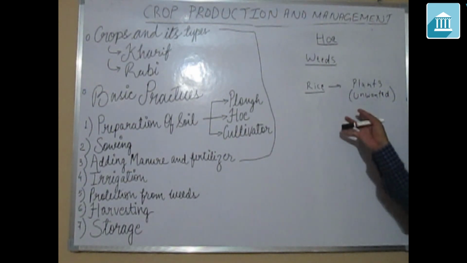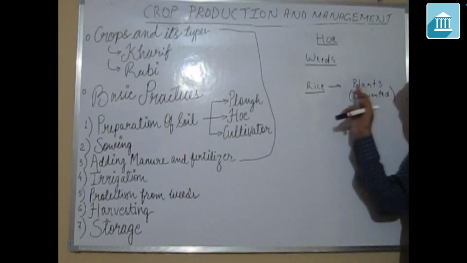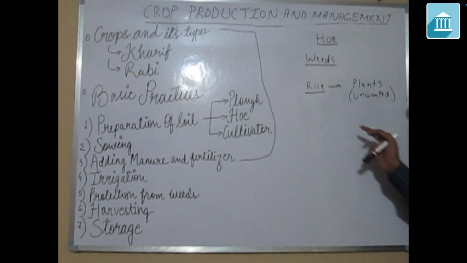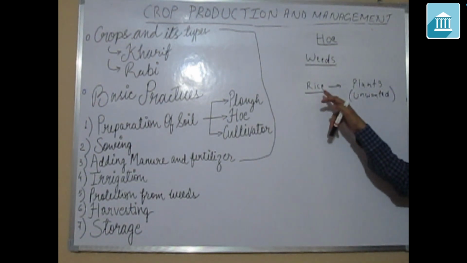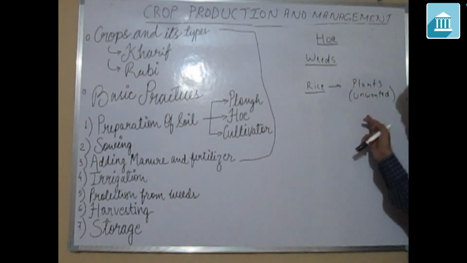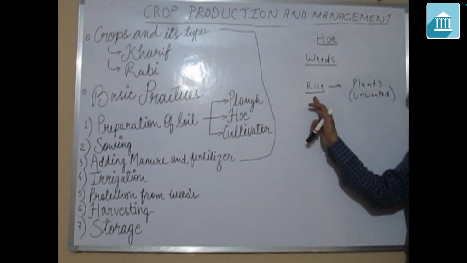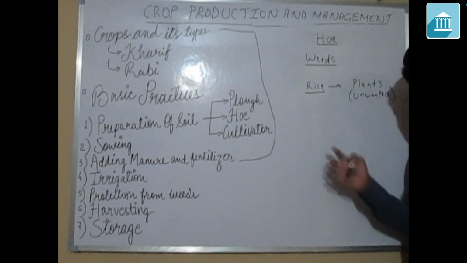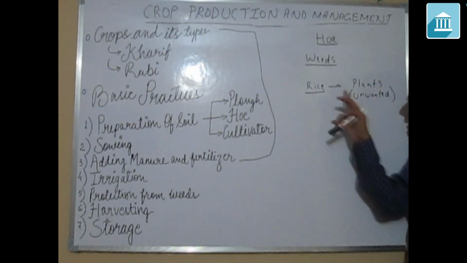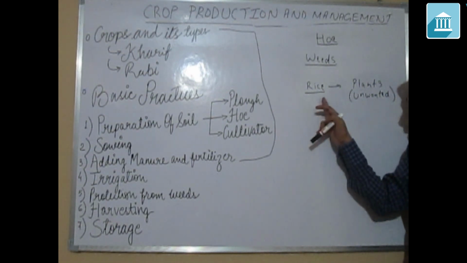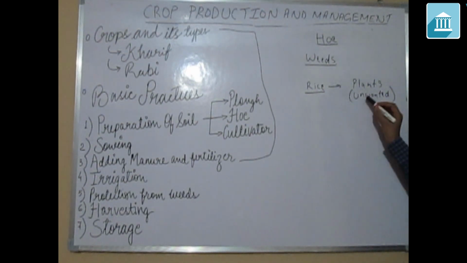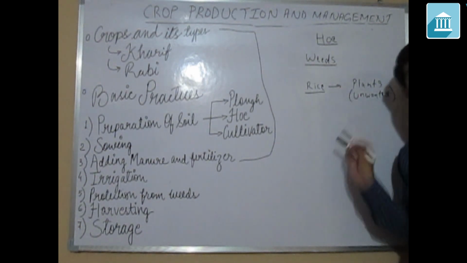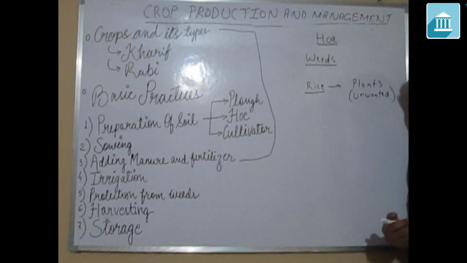And what do they do? They take the nutrition from our crop and our crop becomes weak. Why do they become weak? Because these plants take the nutrients from our crop. So these are unwanted plants which grow simultaneously with our field crop.